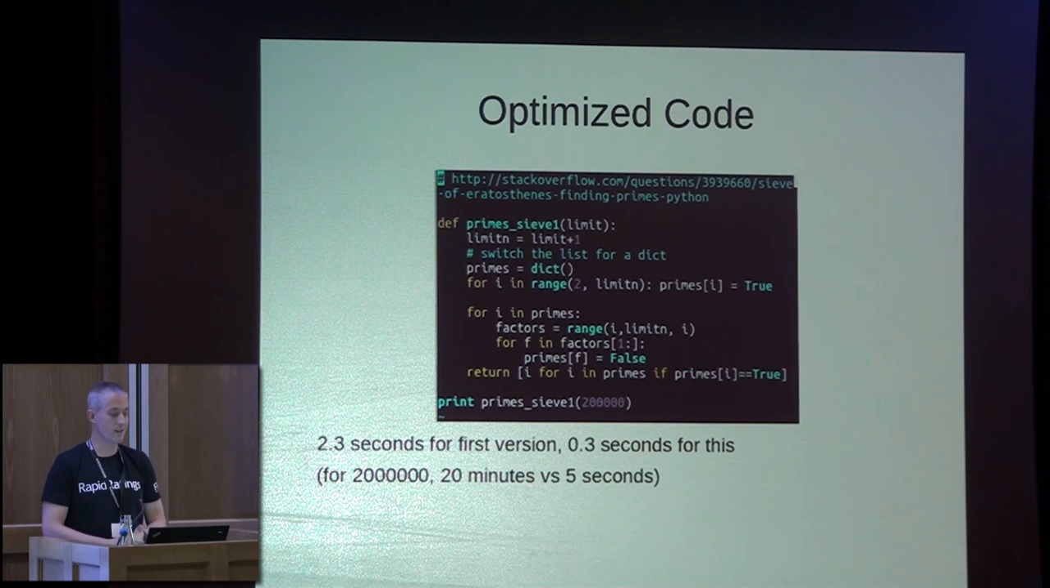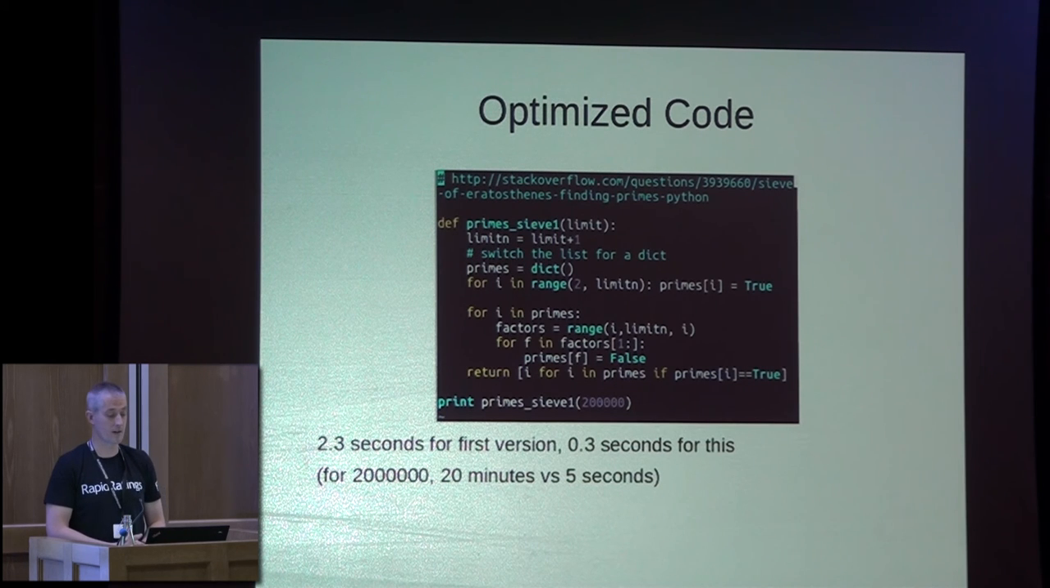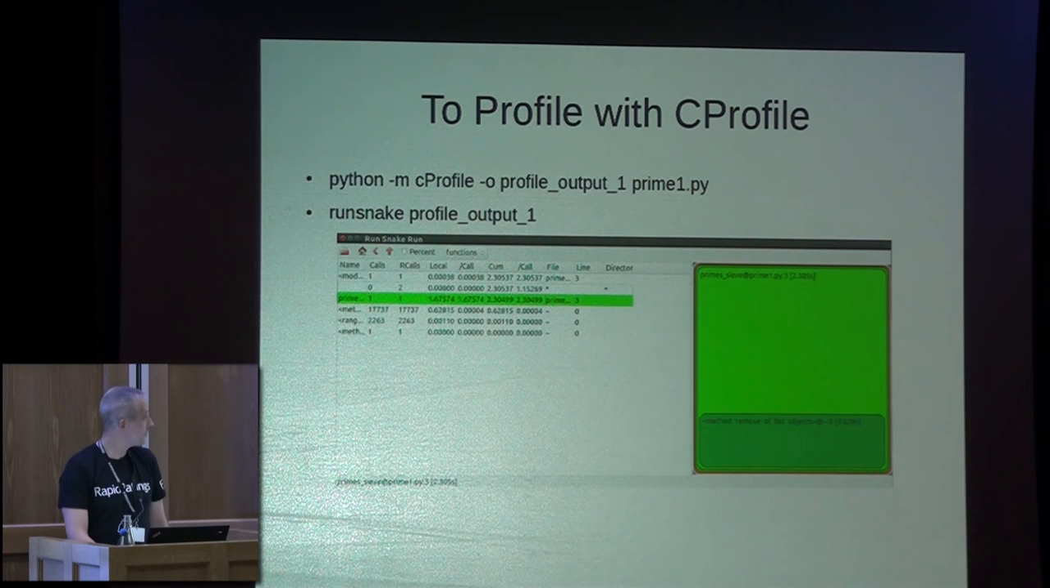a deal. Until you realize if you give it an argument of 2 million, that turns into 20 minutes versus 5 seconds. So a switch from a list-based implementation to a dictionary-based implementation makes a pretty huge difference when you actually start to deal with large numbers. And if we look at, back to our little screenshot, it's kind of hard to miss.